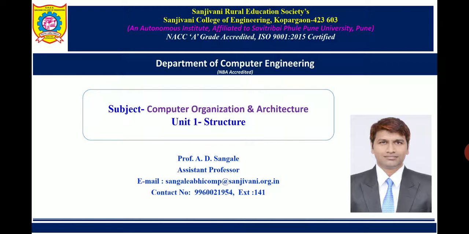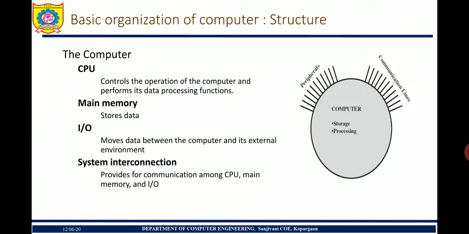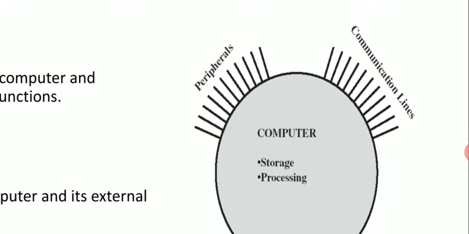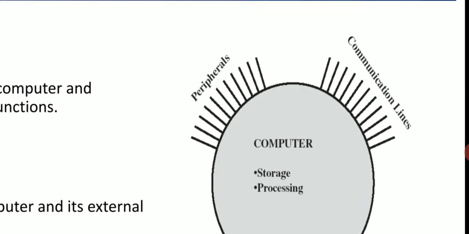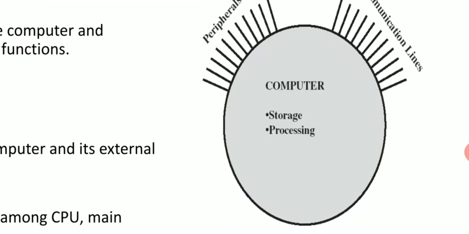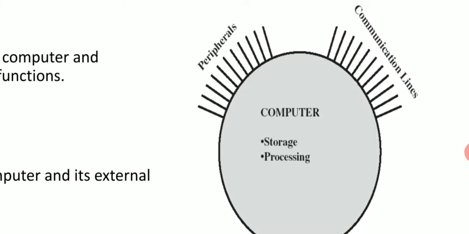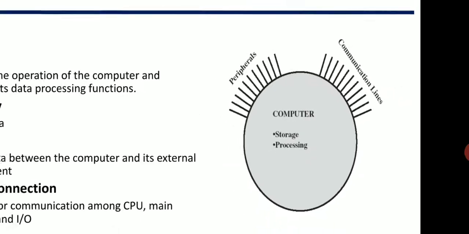Now we'll be going for structure of a system. In the diagram you can see in the center, that is a computer which has some peripheral connections, that is some external connections, then some internal communication lines. These are communication lines which connect these peripherals and internal devices also. So what is there in internal devices? Some storage devices are there like memory, and we have a processing device.